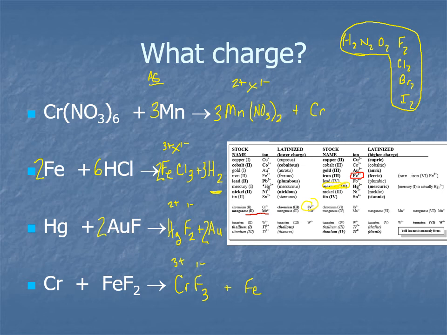Then you go and balance. It's an odd-even issue, so I'm going to go with a common multiple because of my fluorines, 2 and 3. So 3 times 2 is 6, 2 times 3 is 6, 2 chromiums, 3 irons. Okay, there you have it.